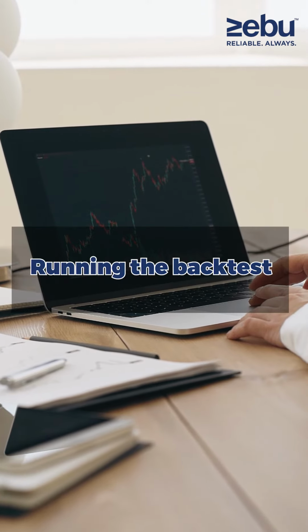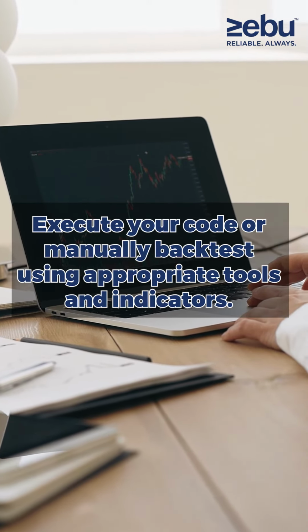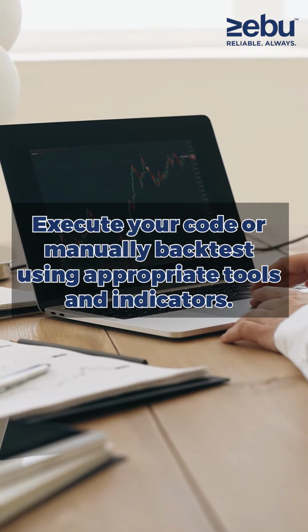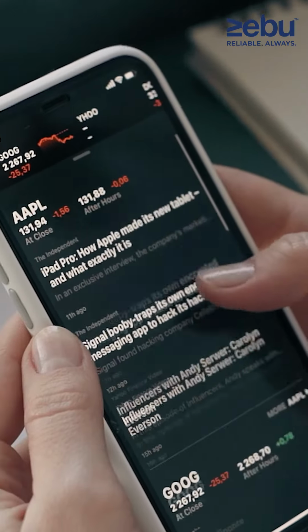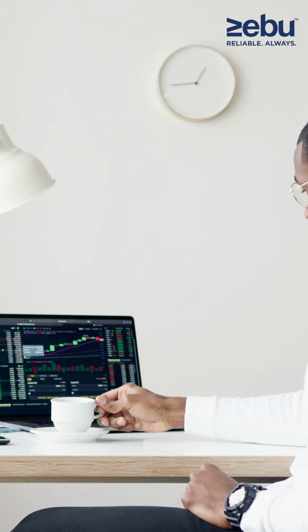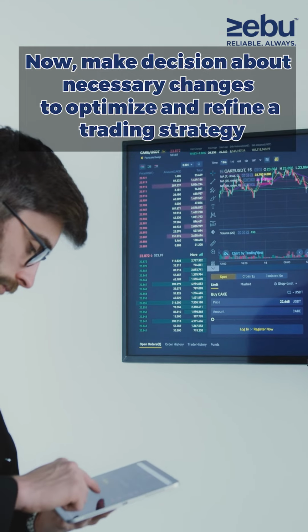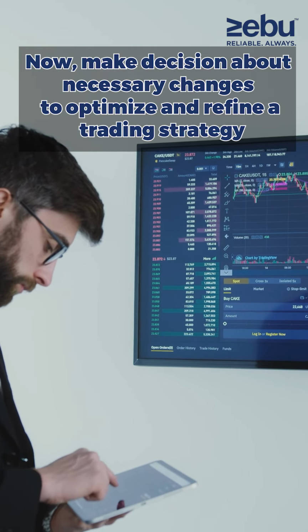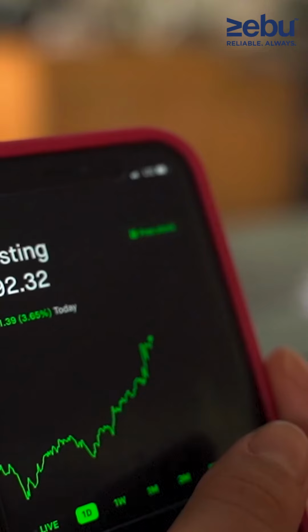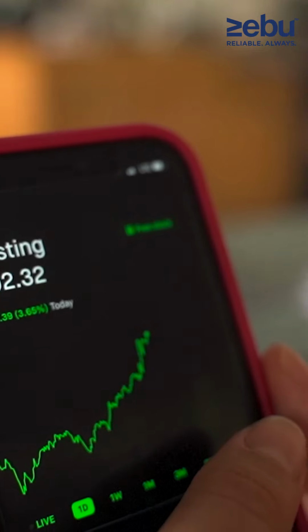Let's proceed with running the backtest. Execute your code or manually run the backtest using appropriate tools and indicators. After running your test, analyze the result. Check whether the trades have been profitable or executed with respect to the rules you set. Now, make a decision about the necessary changes to optimize and refine the trading strategy. This is usually done to accept and proceed with the strategy or reject it.